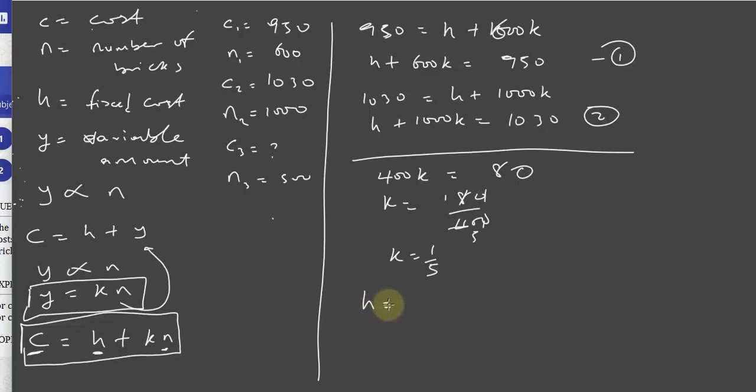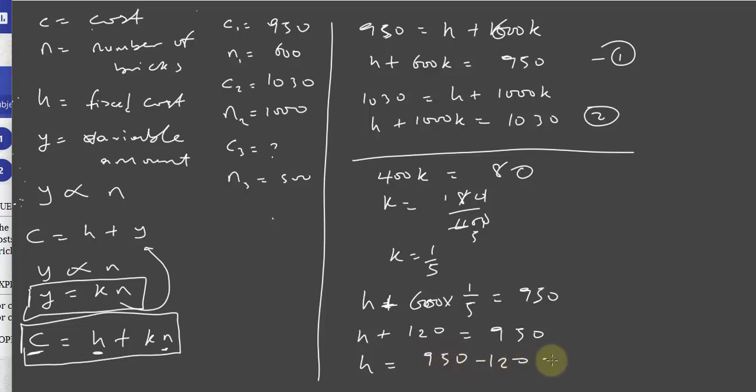If you do that, you're going to get h plus 600 times 1 over 5 equals 950. So h, if you simplify this, that will give you 600 divided by 5. 5 in 6 is 1. 5 in 10, that will give you 2. So that's 120. So 120 plus h equals 950, right? So h becomes 950 minus 120, and that's equal to 830.